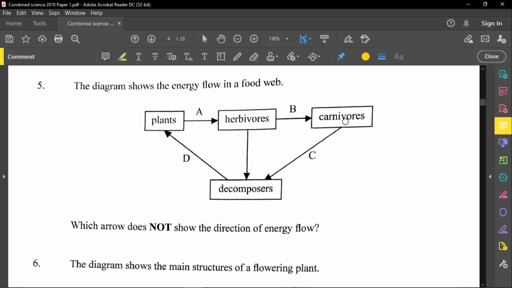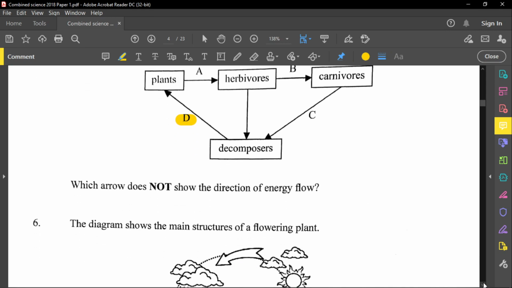And then from carnivores into decomposers, herbivores also will release some energy for decomposers, especially when they are dead. So going back to the plants, energy is not being transferred. However, nutrients, the plants will absorb nutrients. Remember that plants take their energy from the sunlight, okay, or light in general. So D will be our correct answer. What is happening at D is absorption of nutrients, not energy.